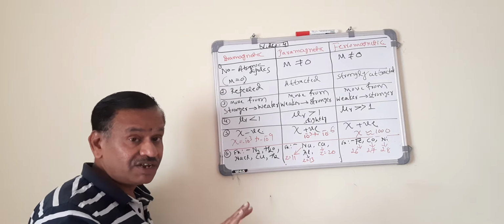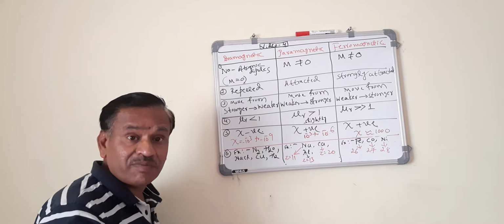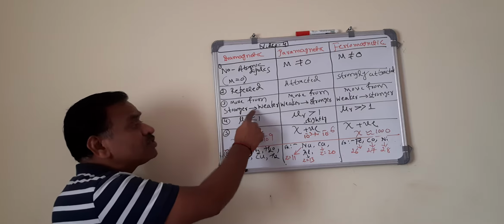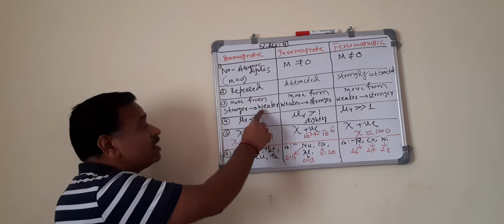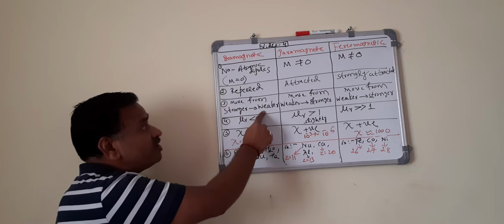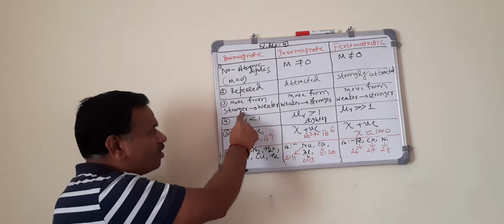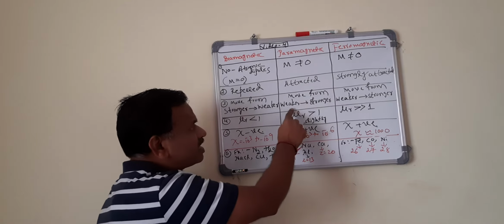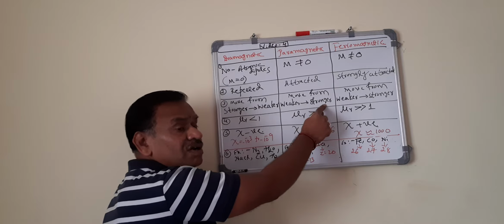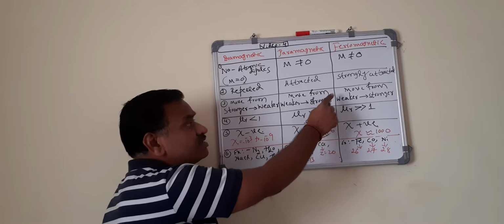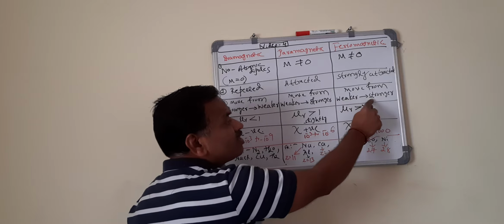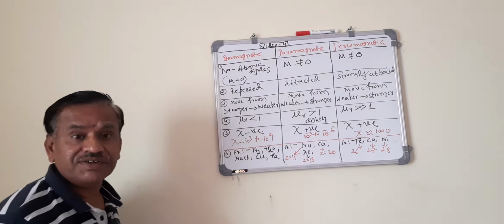Remember, there is a difference between uniform magnetic field and non-uniform magnetic field. In a non-uniform magnetic field, diamagnetic materials always move from stronger to weaker. There is a confusion: why stronger to weaker? Because they are repelled. Next, paramagnetic materials are attracted, so they move from weaker to stronger magnetic field. Similarly, ferromagnetic material also moves from weaker to stronger magnetic field.